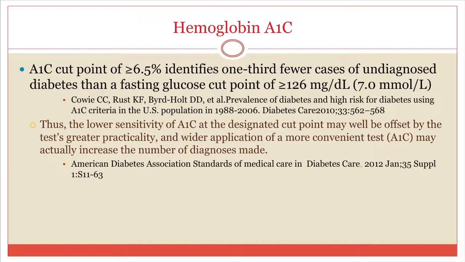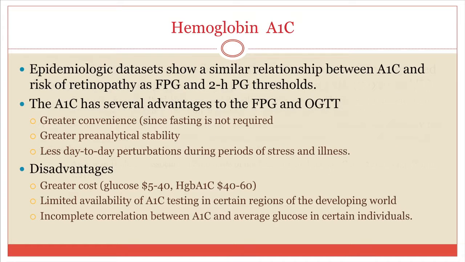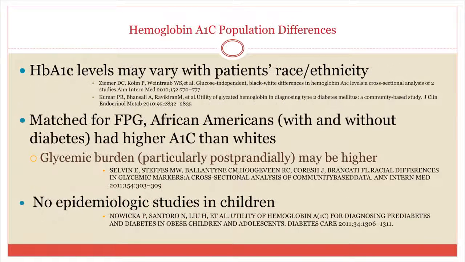And in certain people, we'll talk about those certain people, there's a limited correlation of hemoglobin A1C with glucose. It may vary with race and ethnicity, and match for fasting plasma glucose. African Americans with and without diabetes had higher A1Cs. It might be that they have a higher glycemic burden, but there is that slight difference. But this is adults. There are no studies in children about these ethnic differences.